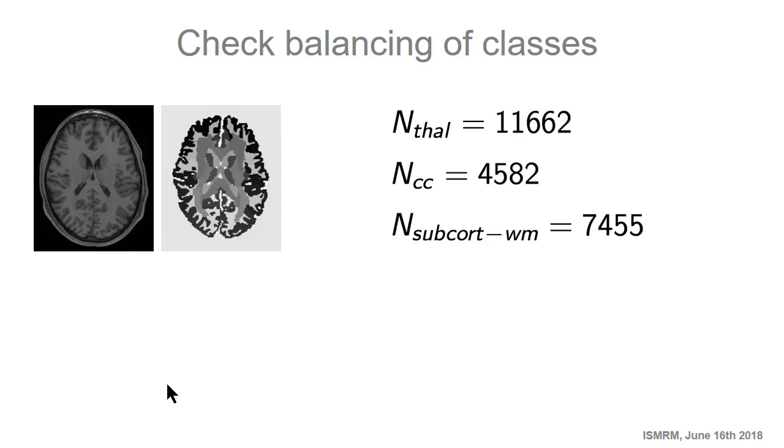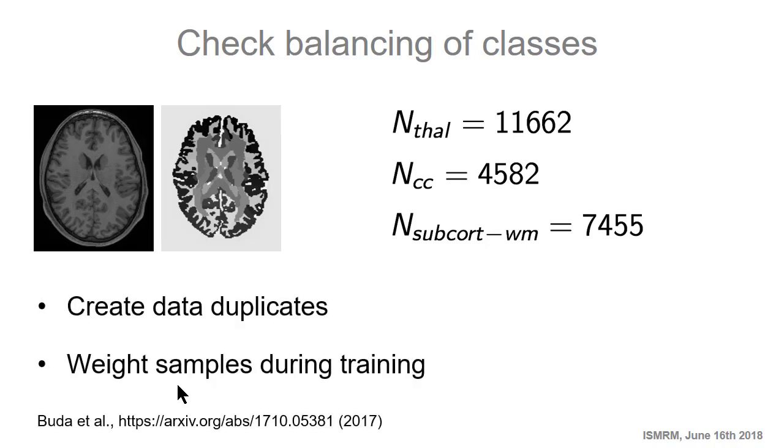If you are dealing with pattern recognition for very, very rare diseases where you have a very small number of samples, then there are some tricks you can do. The easiest one is you can just create duplicates of your data, but there are more advanced strategies. If you are dealing with problems that look like this, there's a very nice overview paper that describes strategies. But just check the balancing of your classes.